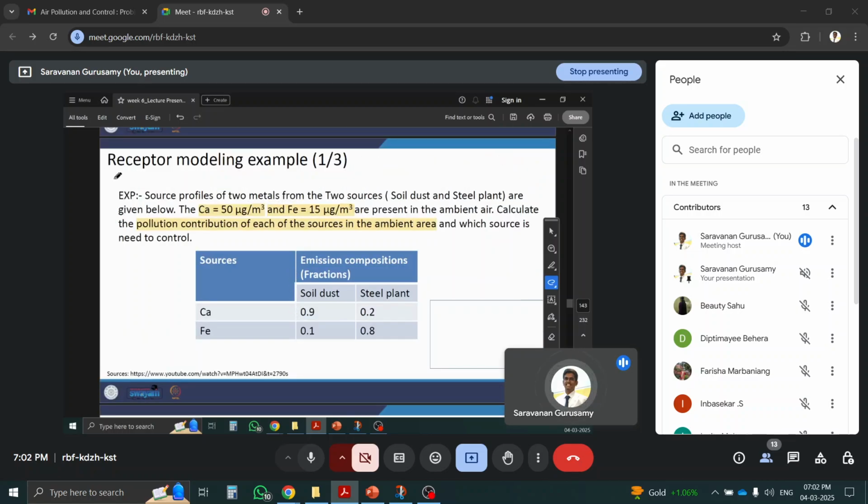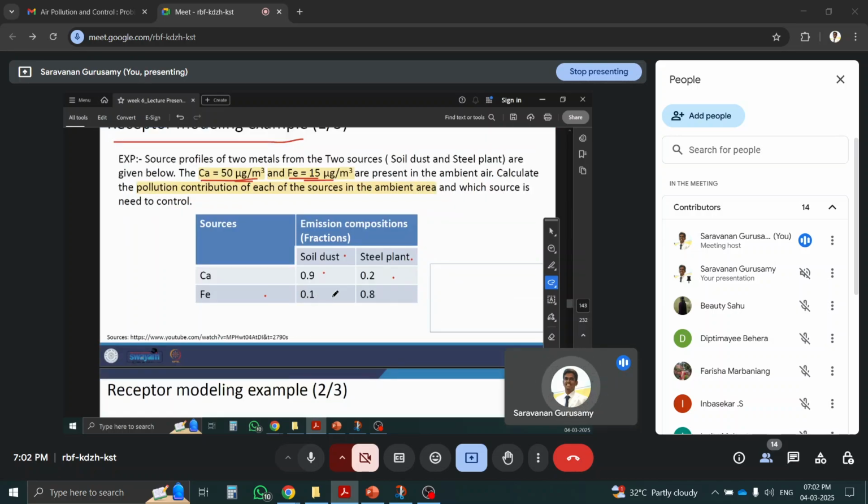If you see a receptor model example, we know the value of calcium and ferric in each source. You know the calcium concentration you have measured and the ferric concentration you have measured. And they are saying 0.9% of calcium is coming from soil dust and 0.2 from the steel plant. The same they have given for the ferric. They are asking for the pollution contribution of each of the sources in the ambient area. So I need to know what percentage is from soil dust and what percentage is from the steel plant. That is the total they are asking.